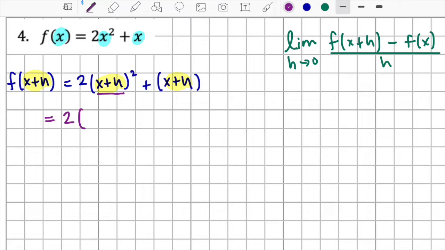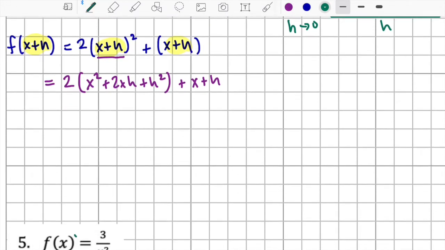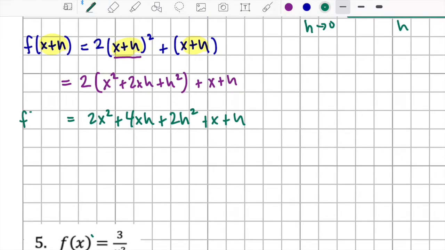So it'll be 2. If I expand x plus h squared, the binomial, it'll be x squared plus 2xh plus h squared plus, now I'm just going to drop the x plus h. X plus h. Okay. Let's simplify even more. So distribute the 2. So we have 2x squared plus 4xh plus 2h squared plus x plus h. All of this is your f of x plus h.